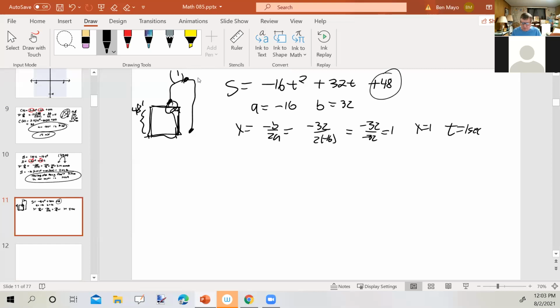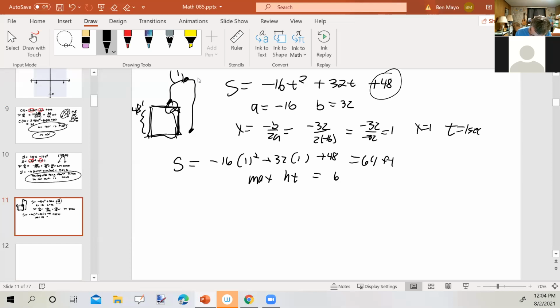So how would we find the height? We'd put 1 second back into the equation. S equals negative 16 times 1 squared plus 32 times 1 plus 48. Let's see what that gives us. Negative 16 times 1 squared plus 32 times 1 plus 48. And that comes out to 64 feet. So maximum height equals 64 feet. Now, that occurs 1 second after the ball is thrown.